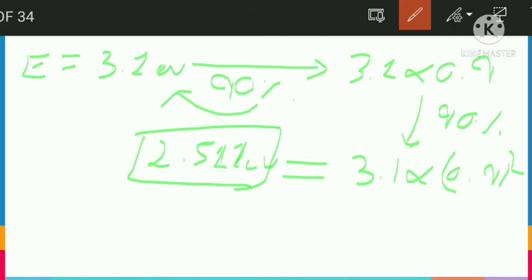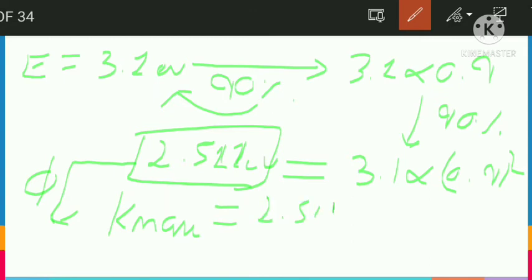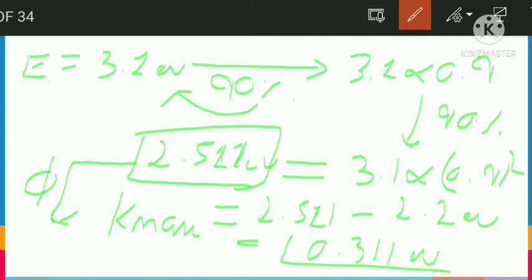But it still has to cross the value of phi, the work function, to get ejected. So K max we can write as the total energy it still has, 2.511, minus phi, which is given in the question as 2.2 electron volt, so it comes to be nearly 0.311 electron volt. I hope friends this part is clear to you. So let's jump to our next part.